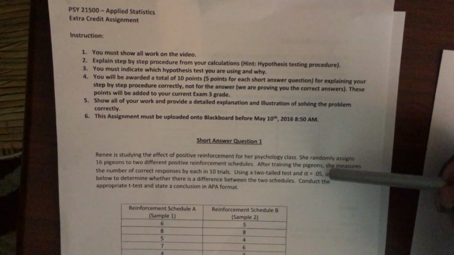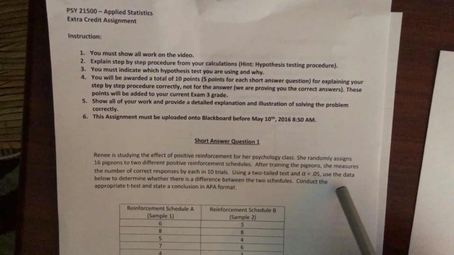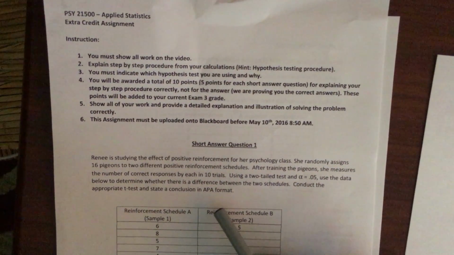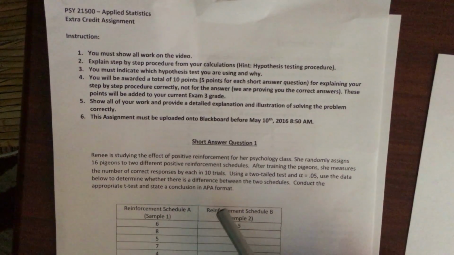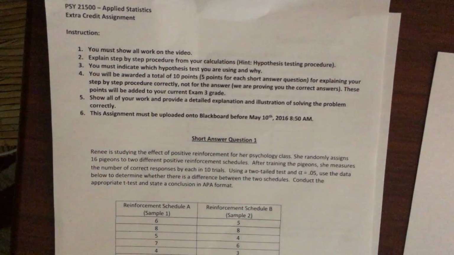Using a two-tailed test, an alpha level of 0.05, use the data below to determine whether there is a difference between the 2 schedules. Conduct the appropriate t-test and state a conclusion in APA format.